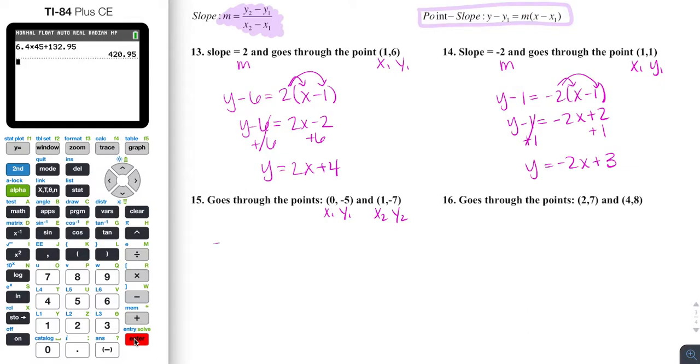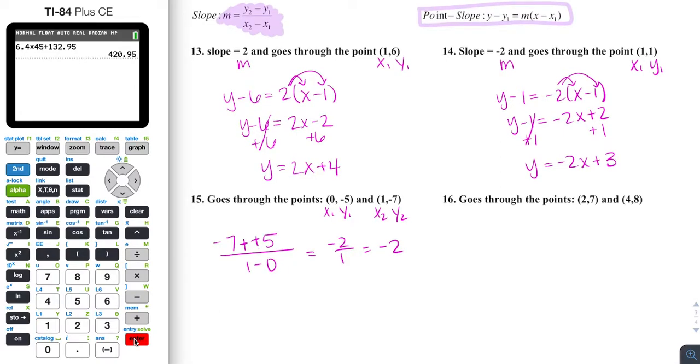So we have y2 minus y1. Minus a negative changes into plus plus. And then we have x2 minus x1. So we have negative 7 plus 5 is negative 2. 1 minus 0 is 1. Negative 2 divided by 1 is just negative 2. So that means the slope for this equation is negative 2.